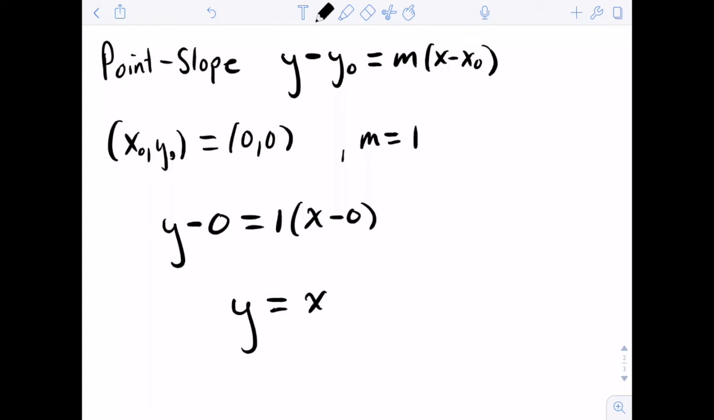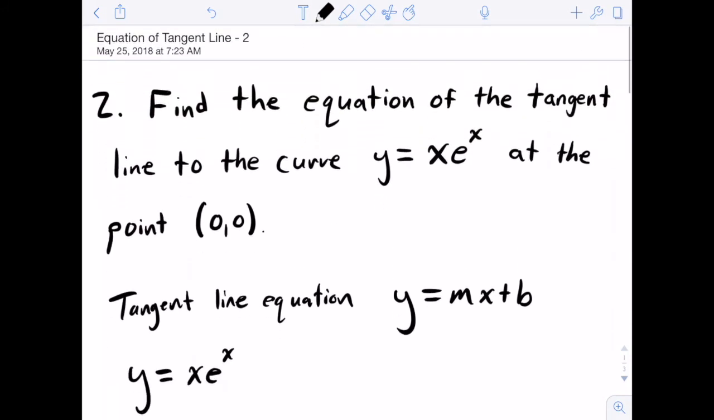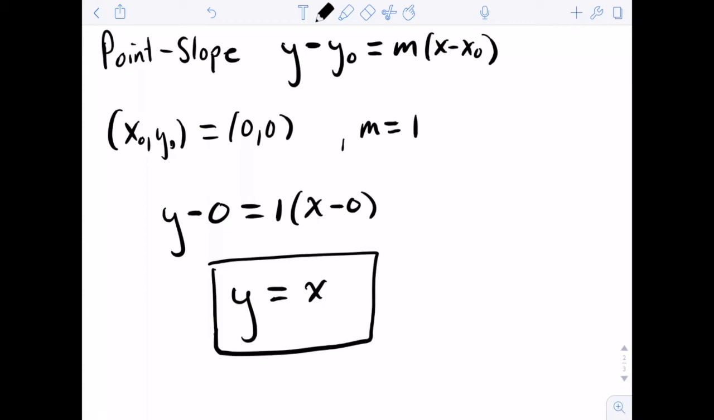And again, just so you can see it, notice that this is of the form y equals mx plus b, where m is 1 and b is 0. That goes along with what we were talking about at the beginning, where we noticed just from the point being at (0, 0) that it would have given us the y-intercept. But you don't need to know that to figure out the equation of the tangent line. You can always follow this process and get the same thing. So that is the equation of the tangent line that we want.